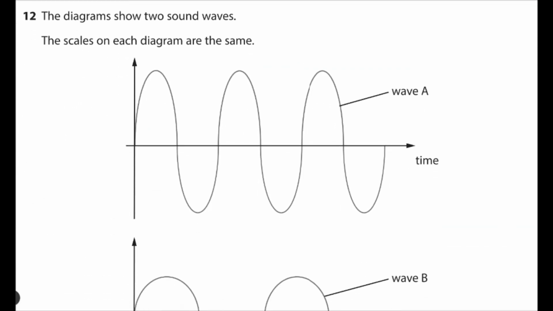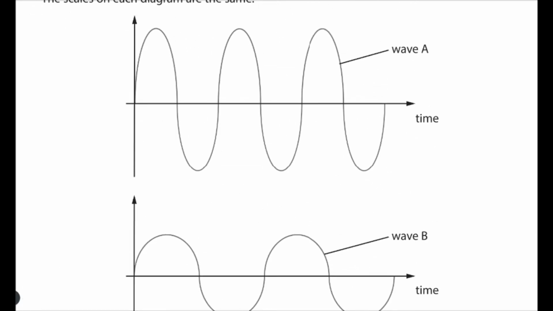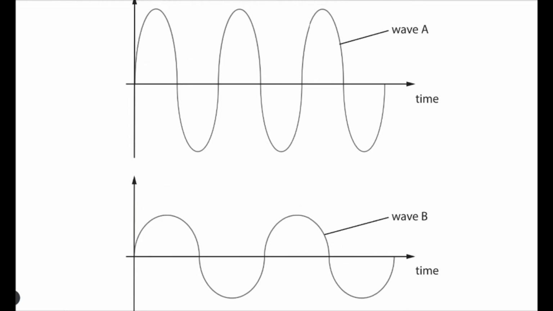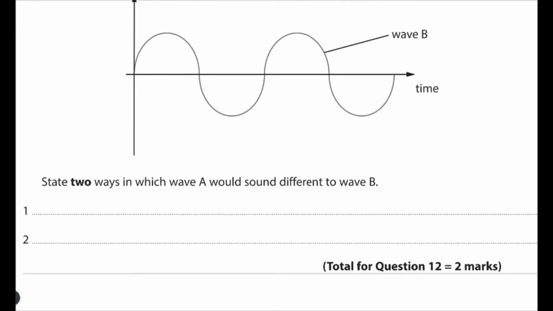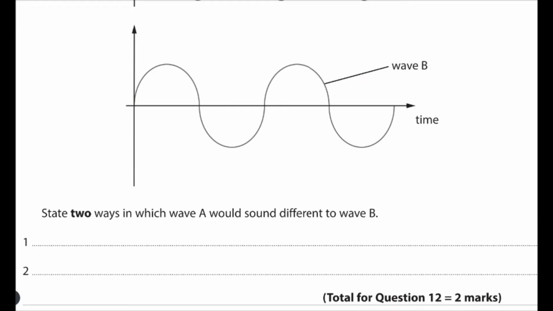Moving to next, 12th question. The diagram shows 2 sound waves. The scales on each diagram are the same. If you compare each of these, wave A and B, you can see that the amplitude is less in wave B, and also you can see that the frequency of A is higher than B. State 2 ways in which wave A would sound different to wave B. So we can give those 2 points.